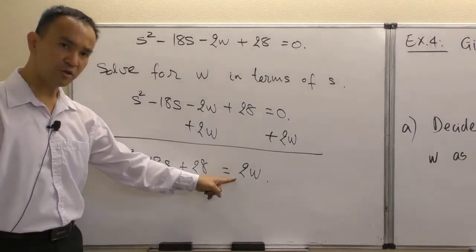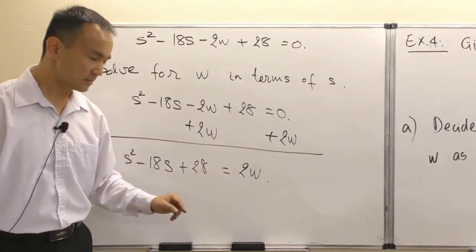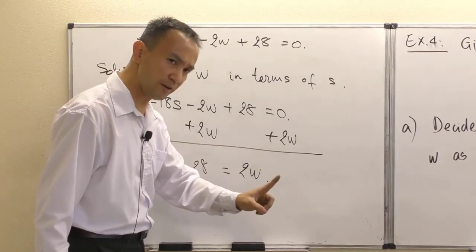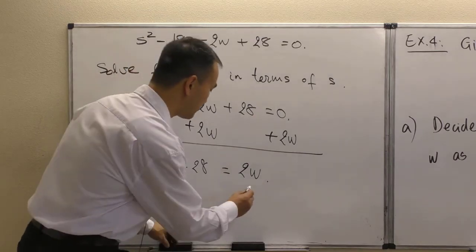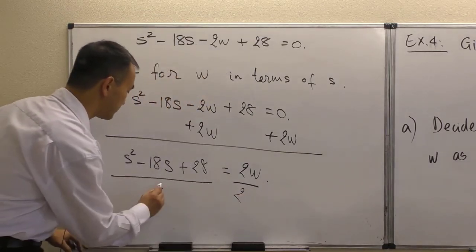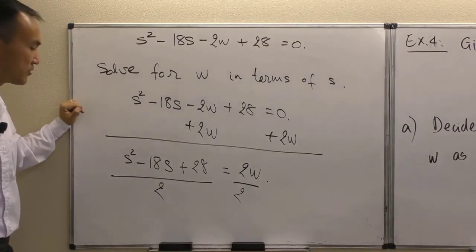Okay, but this 2w is not quite satisfying the expression because I want just one single variable. Coefficient 2 is not good enough yet. So I'm going to divide both sides by 2.